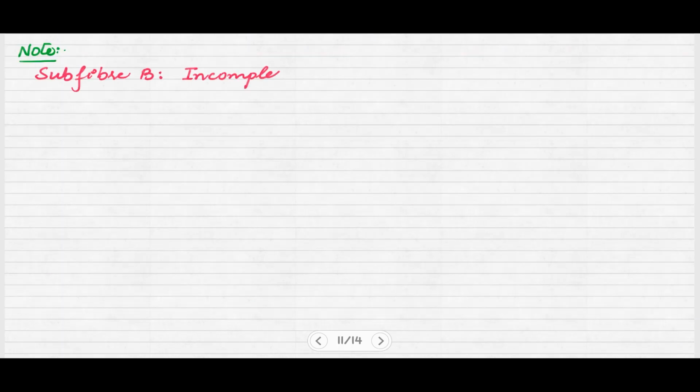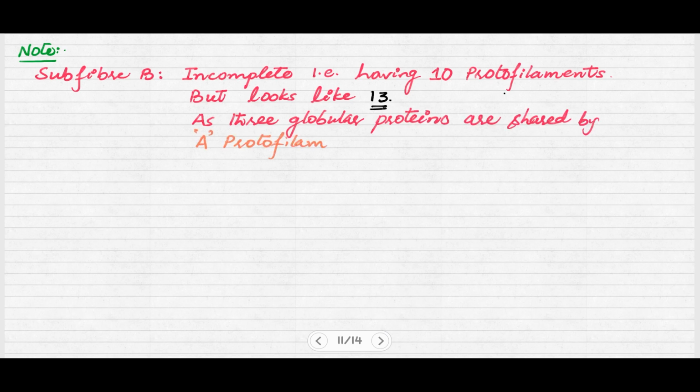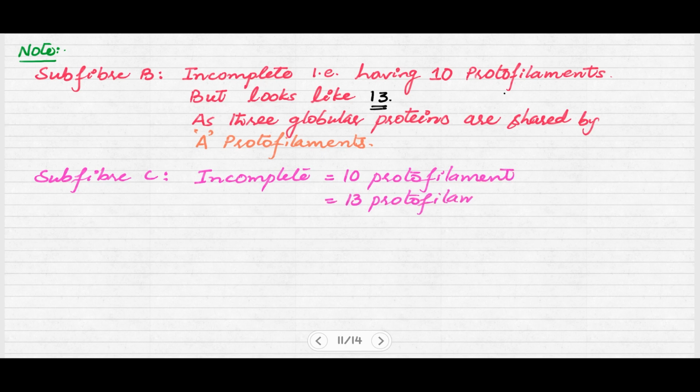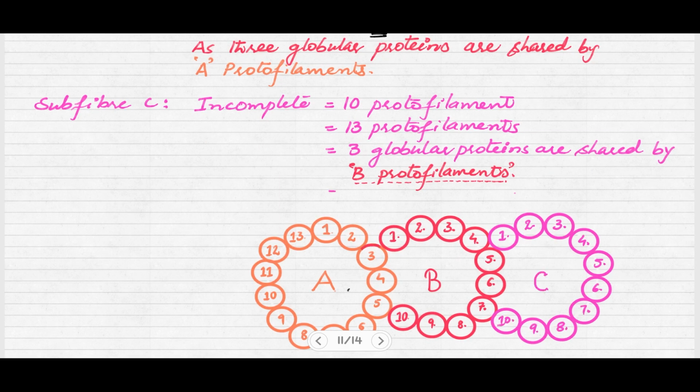We will learn about the details of the subfibers B and C. As we know, subfiber B is incomplete, that is, it has 10 protofilaments, but it looks like it has 13 protofilaments, as 3 globular proteins are shared by A protofilaments. Subfiber C is also incomplete, that is it has 10 protofilaments, but it looks like it has 13 protofilaments. 3 globular proteins are shared by B protofilaments. All the details of the above are shown in animation.